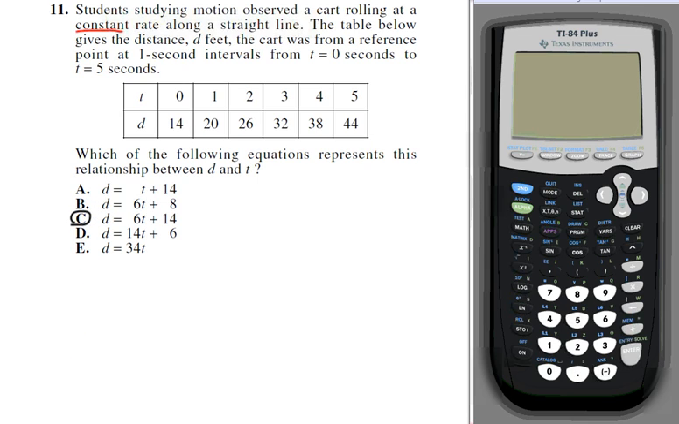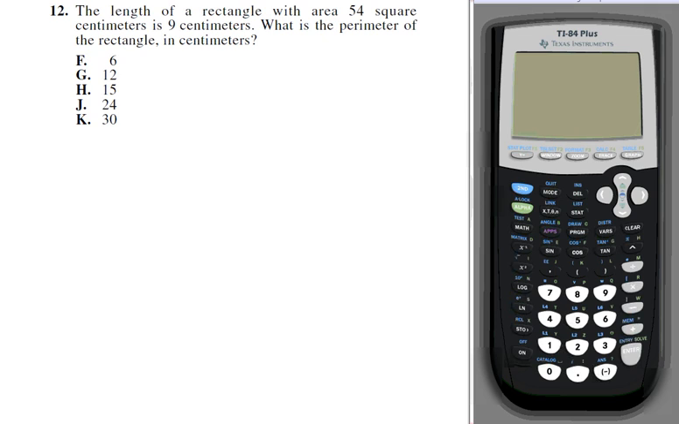All right, next. The length of a rectangle with an area of 54 square centimeters is 9 centimeters. What is the perimeter of the rectangle in centimeters? So for this one, you need to be careful because what it's asking for isn't the first thing that you get to whenever you calculate it. So we've got an area of 54 and a length of 9.